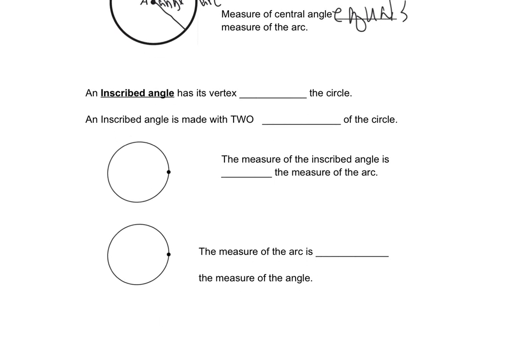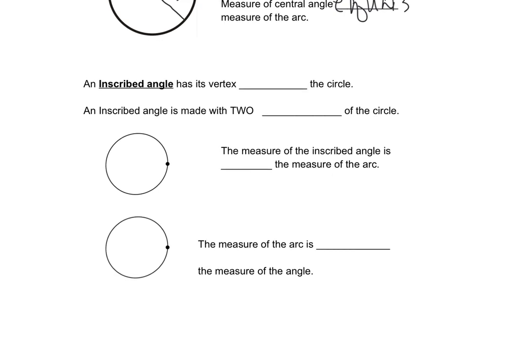So today we're going to shift our thought a little bit here, and we're going to do an inscribed angle. And an inscribed angle has its vertex on the circle. It has nothing to do with the center of the circle. It's going to be on the circle. So if you notice these two dots I have here, they have a point on the circle, and an inscribed angle is made with two chords of the circle.